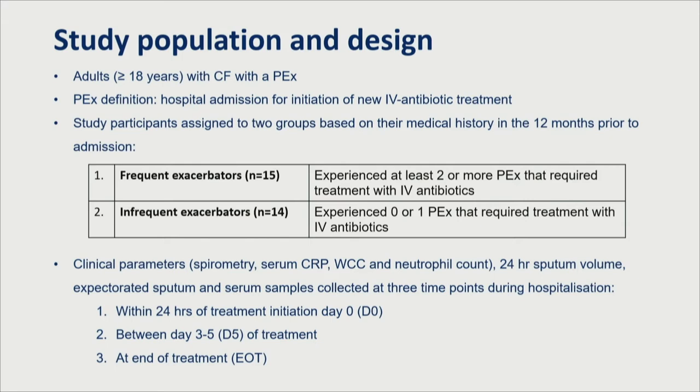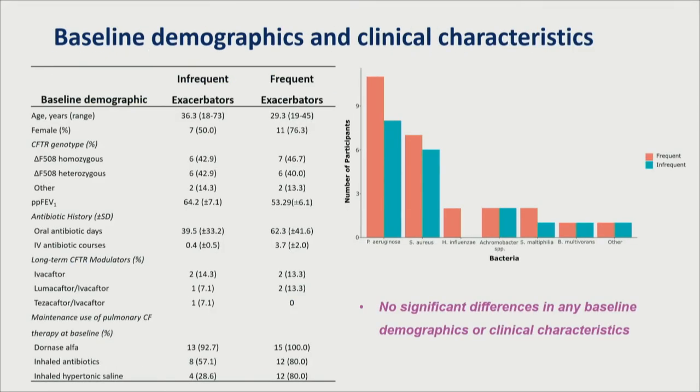We measured various clinical parameters during admission, including lung function and serum inflammatory markers, as well as 24-hour sputum volume, and collected expectorated sputum and serum samples at three different study visits during hospitalisation. Firstly, within 24 hours of treatment initiation on day zero, secondly, between day 3 and 5 of treatment, and thirdly, at the end of treatment.